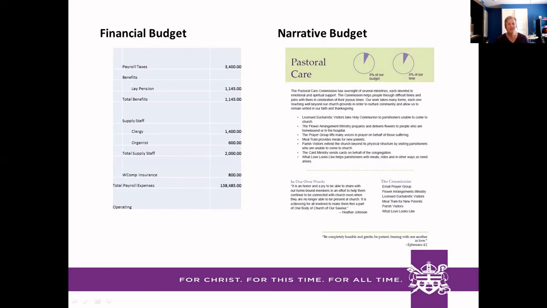You should always make the financial budget available to those who request it. A copy is available in the office. But you should use the narrative budget with your annual giving campaign. And we'll also talk about other ways in which you can incorporate it into your communications plan.